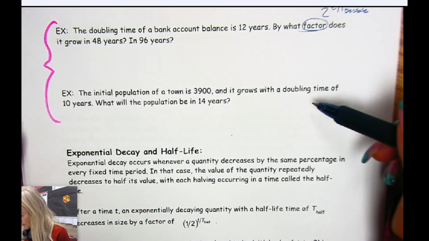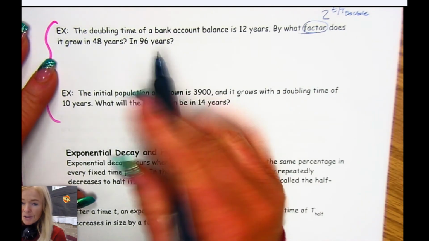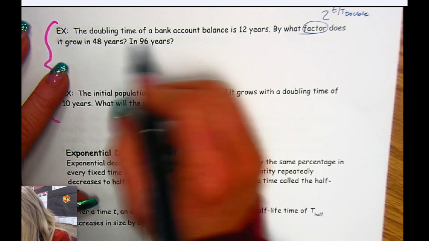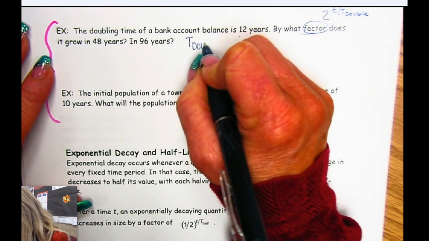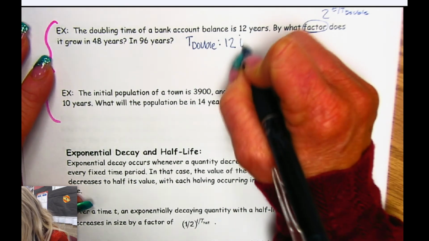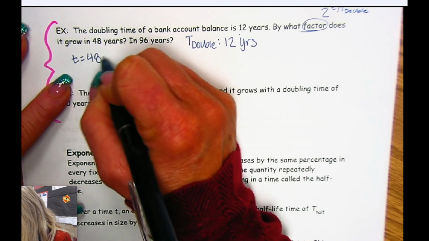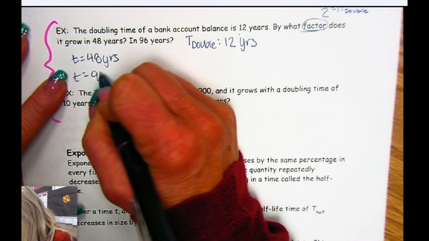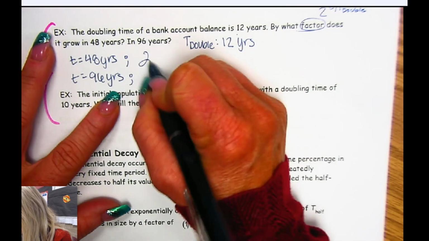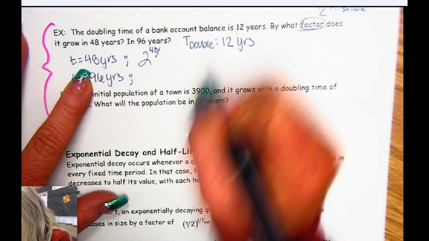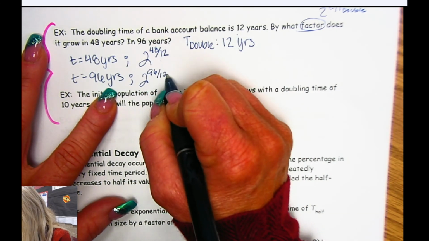These don't have the approximation, do they? But that's all right. So 48 years and 96 years. This is just the type of problem you might get in your homework. So if your doubling time is 12 years, so t double is 12 years. Then first we need to figure out for 48, that will be little t, 48 years, and little t is 96 years. So with that, we're going to take our factor part, 2 to the time, which is 48 over 12 double time, and then 2 to the 96 over 12.